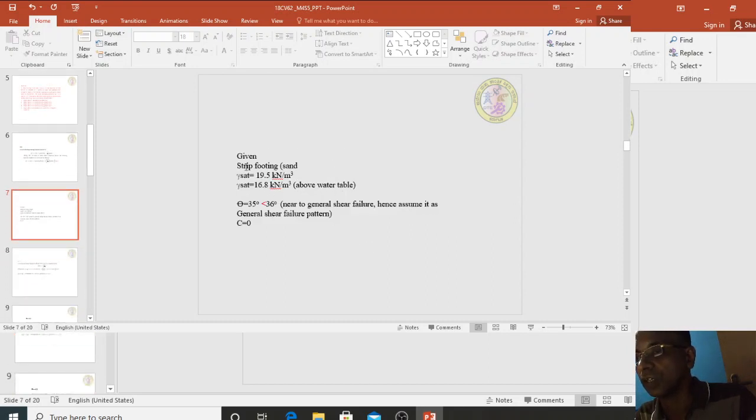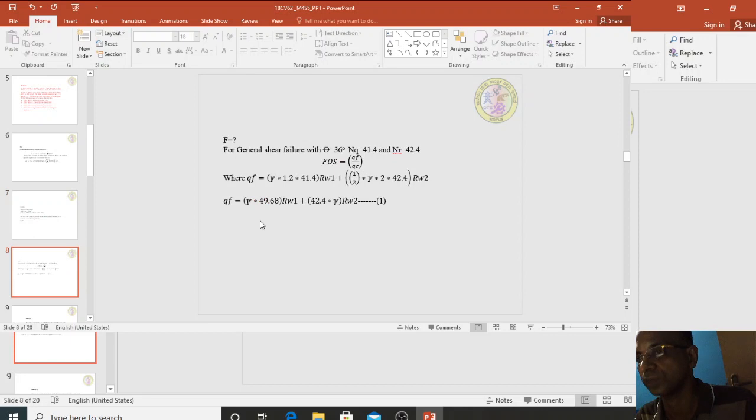Now write down what is given. It is a strip footing in sand. Saturated density is 19.5 kilonewton per meter cube. The other density, which they call saturated, is actually the submerged density of 16.8 kilonewton per meter cube; the saturated density applies above the water table and this one below the water table. Phi is 35 degrees. Even though it is less than 36 degrees, it is very near to 36 degrees, therefore we can assume general shear failure, because C is 0, that is, the soil is purely cohesionless.